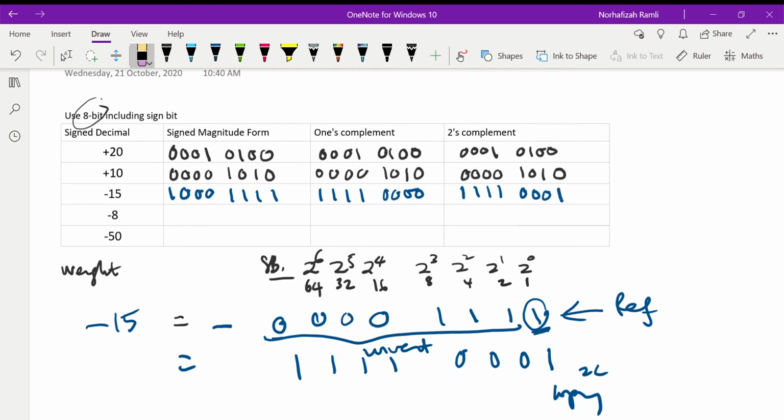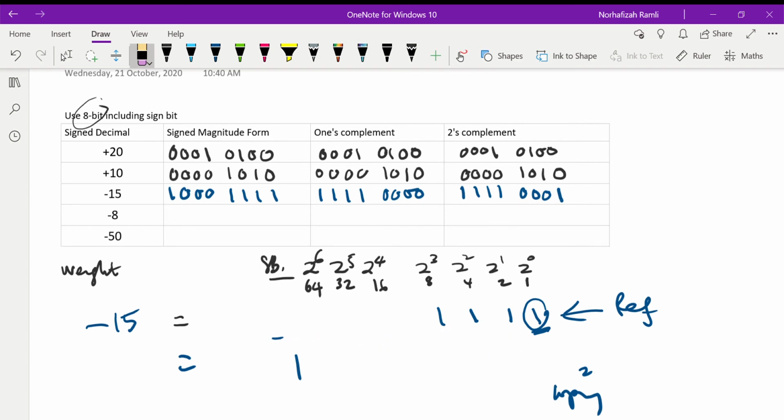Okay. And that's done for minus 15. Now the next example, minus 8.